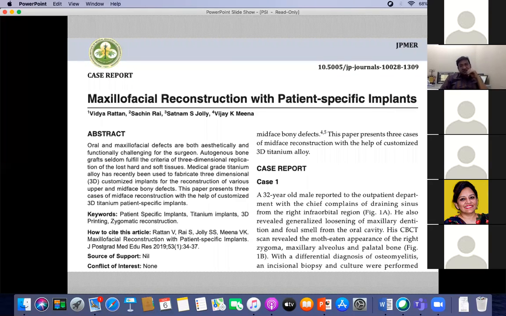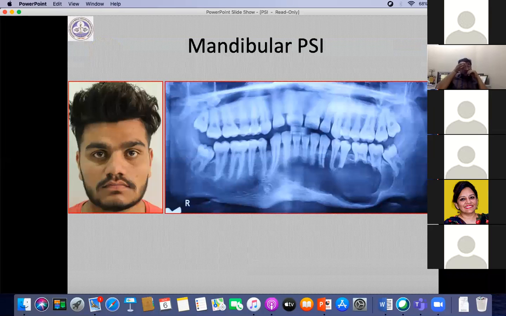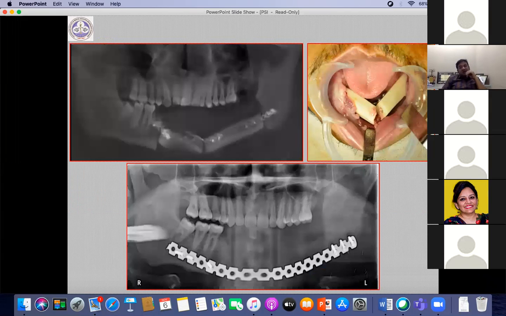The first three cases we published in our PGI journal 2 years back, and then came our first mandibular PSI. Now, this case was an ameloblastoma, an aggressive tumor. We resected it and did a fibula in this case.